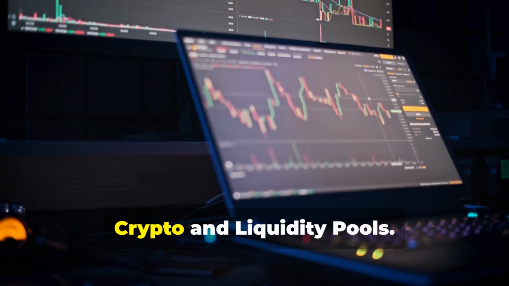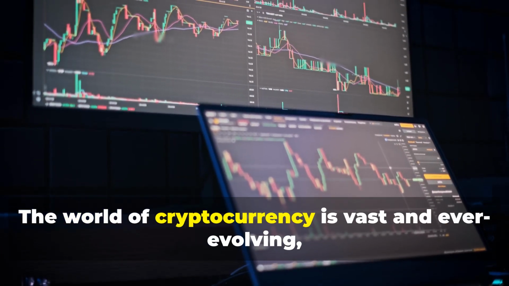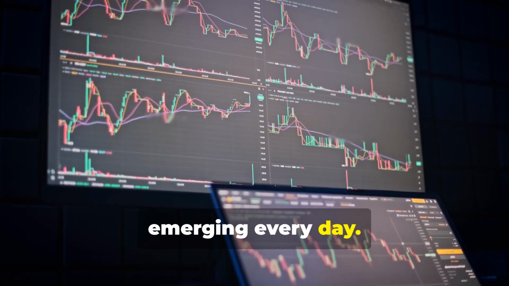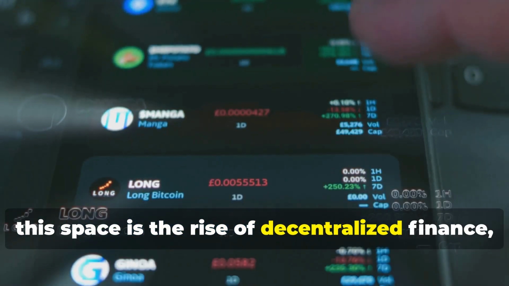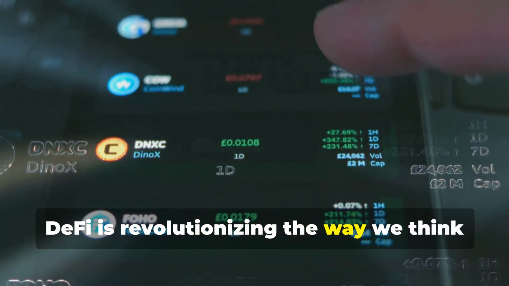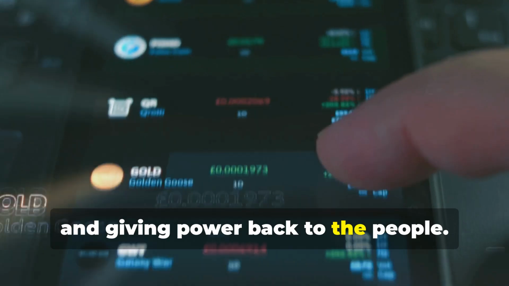Section 7. Crypto and liquidity pools. Now let's talk crypto. The world of cryptocurrency is vast and ever-evolving, with new opportunities and challenges emerging every day. One of the most exciting developments in this space is the rise of decentralized finance, or DeFi. DeFi is revolutionizing the way we think about finance by removing intermediaries and giving power back to the people.